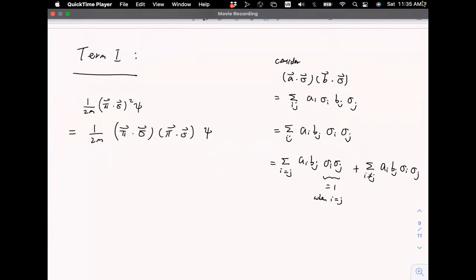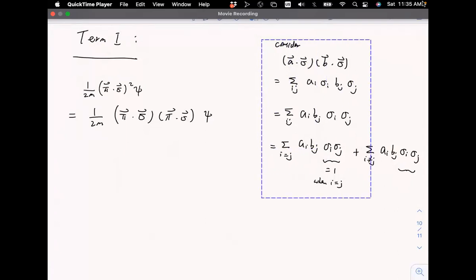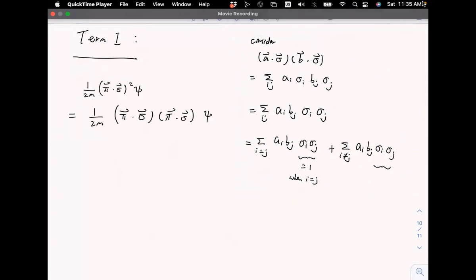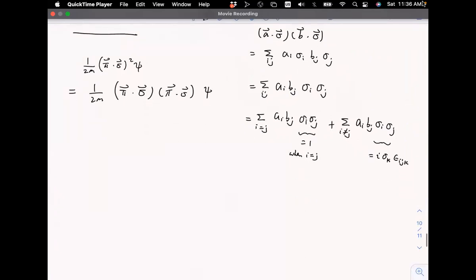So if i is not equal to j, you can check the property of Pauli matrices. You can just get this result that this will be i, k, and epsilon ijk. I hope you understand the meaning of epsilon. So k will be the third matrix. If you have i, j as x and y, then k will be z. If you have i, j as x and z, then k will be y. So then this whole thing will be 1, right?